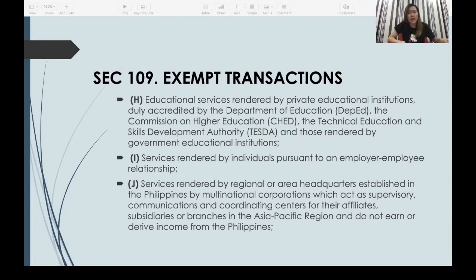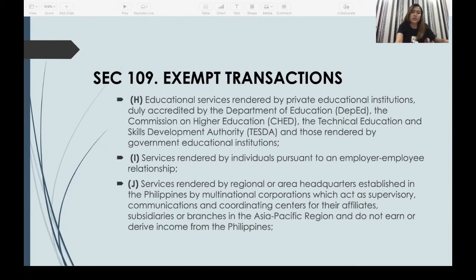Again, private educational institutions engaged in educational services lang yung VAT exempt. Kasi it could be na itong university na ito, sa loob ng campus niya may mga tenants. So, mag-earn siya ng income doon for leasing or for rental ng space. That is not part of educational services. Yun siya, subject for VAT na yun. But educational services alone, yun, VAT exempt.